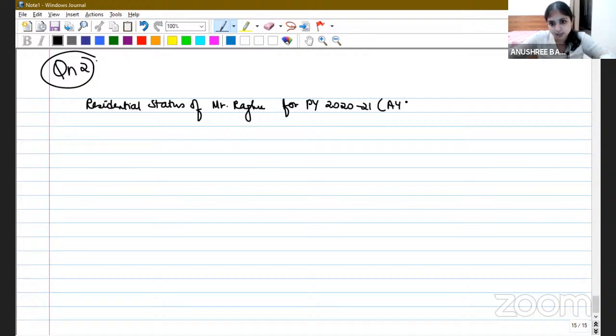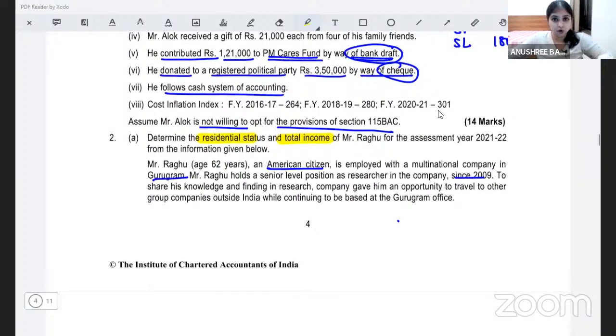Residential status of Mr. Raghu for previous year 2021, assessment year 21-22. Now this assessee is an individual. When the assessee is an individual, you will always see whether special provision is applicable or not. We spoke about the special provision, regular provision and all even in the MCQ discussion.